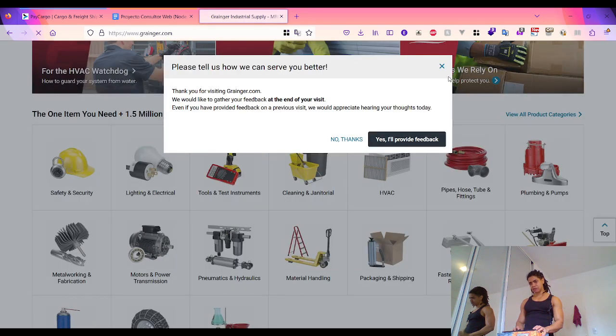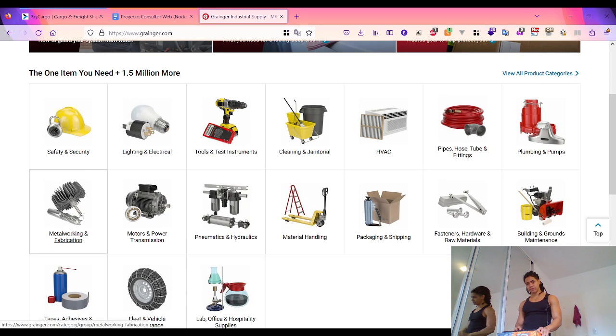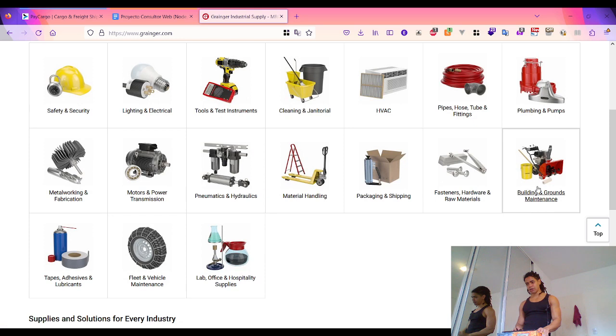Exactly. Like safety and security, lighting and electrical, tool and test instruments, cleaning and janitorial, HVAC, pipe hose tube fitting, plumbing and pumps, metalworking and fabrication, motors and power transmission, pneumatics and hydraulics, material handling, packaging and shipping, fastener hardware and raw materials, building and ground maintenance, tapes, adhesive and lubricants, fleet and vehicle maintenance. Interesting.